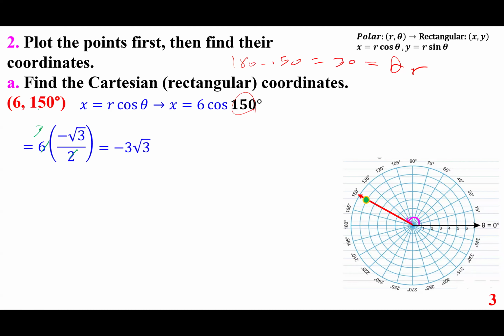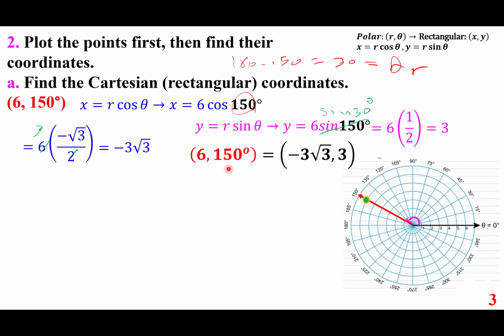So negative 3 square root of 3. What about the y? y is r sine theta, 6 times sine of 150. And sine of 150 is the same as sine of 30, and it is positive because in the second quadrant, sine is positive. Sine of 30 is 1/2, so we get 3. And so we write down the pairs. 6 comma 150 degrees in polar format is the same as negative 3 square root of 3 comma 3 in rectangular format.